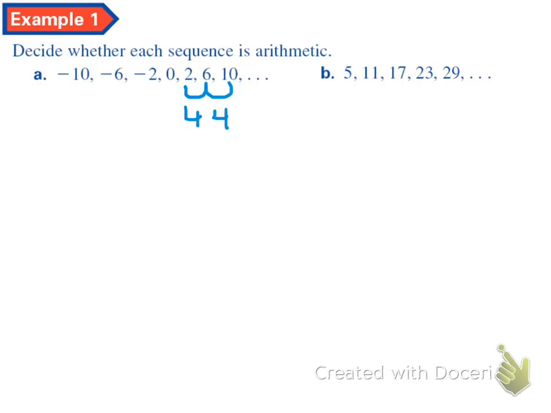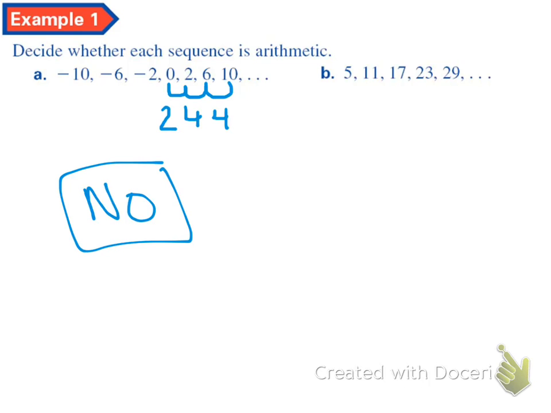So far it looks like this would be an arithmetic sequence, but when we go one more time, we see when we do 2 minus 0 that that difference is only 2. This difference is not constant, so this is not an arithmetic sequence. Let's go to the next step.